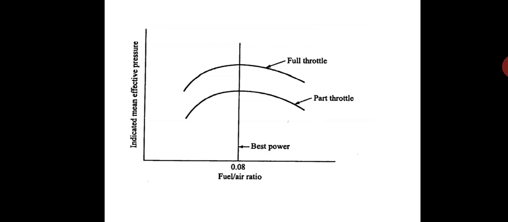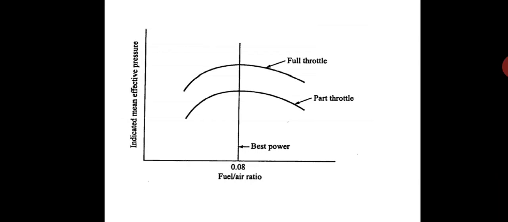The entire indicated mean effective pressure curve therefore lowers itself at part throttle as shown in figure. However, the intake manifold pressure also reduces the flame speed, which increases the burning time losses and which further reduces the indicated mean effective pressure as shown in figure. You can see the figure.